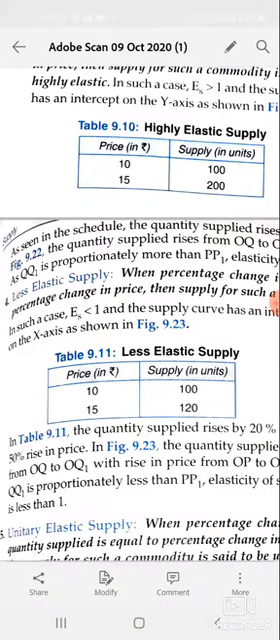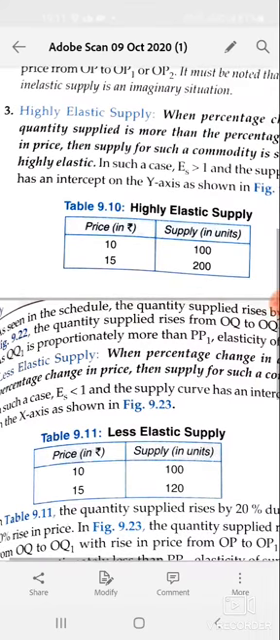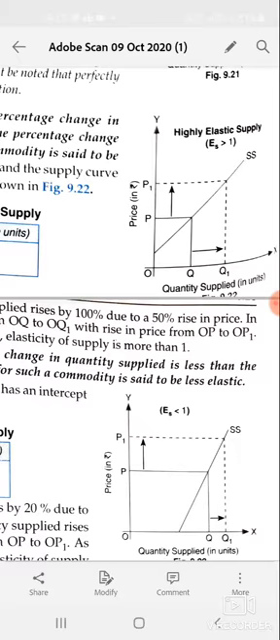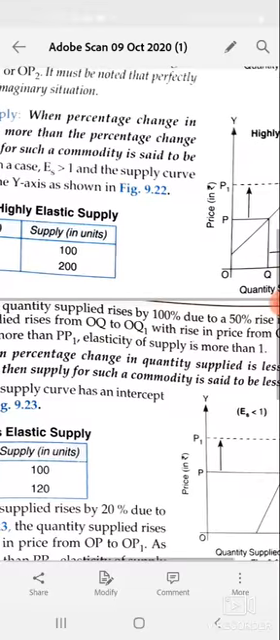Now fourth one, less than unit elastic or less elastic supply, or somewhere you will find the inelastic supply. Inelastic supply is just the opposite of the third case. In the third case, we saw that percentage change in supply is faster than the percentage change in price, but in this case reverse, percentage change in supply becomes lesser than the percentage change in price, or we can say percentage change in price is higher than the percentage change in supply. In this case, the supply curve becomes steeper, means it becomes slanted, or you can say standing.